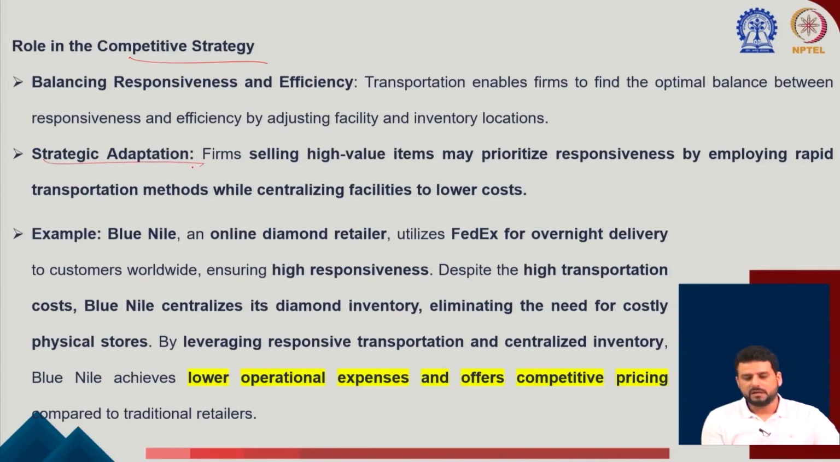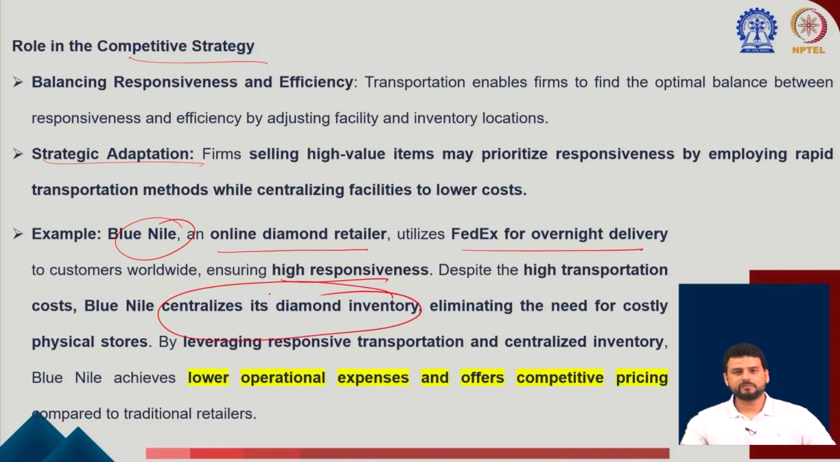Strategic adaptation: if you are selling high value items, then responsiveness is required, right. High value items you cannot store near the customer because the value is very high. An example is Blue Nile, an online diamond store. They ensure overnight delivery using FedEx and ensure high responsiveness. In that way they are centralizing the diamond inventory.